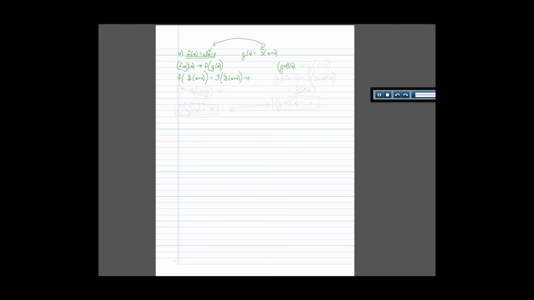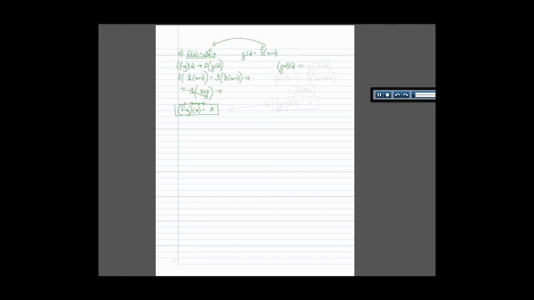All right, we need to do some simplifying. That's equal to 3 times, I'm going to distribute that 1/3, and that will give me x plus 4 over 3 minus 4. Those cross cancel, and I have x plus 4 minus 4. So f of g of x is just equal to x. Okay? Now we have to show that this is the same thing. And if it is, then those two functions that we started with have a special relationship.